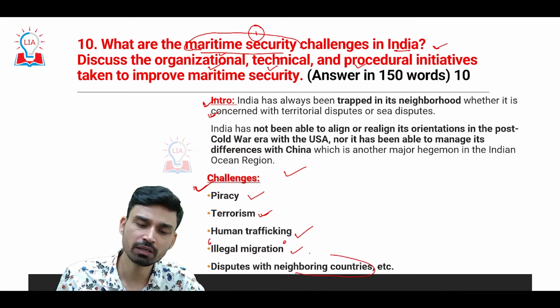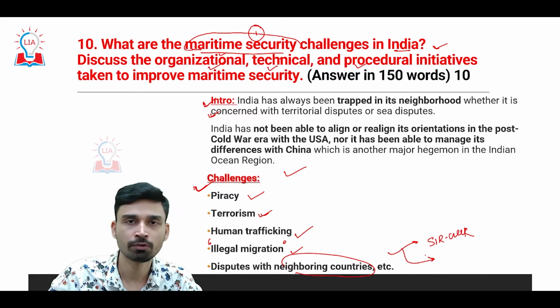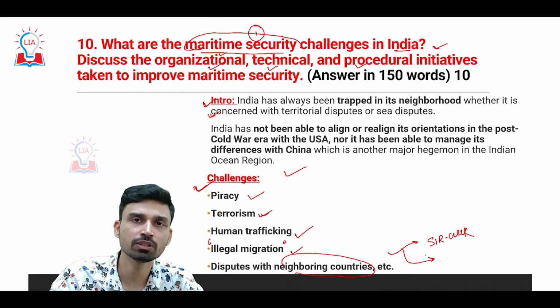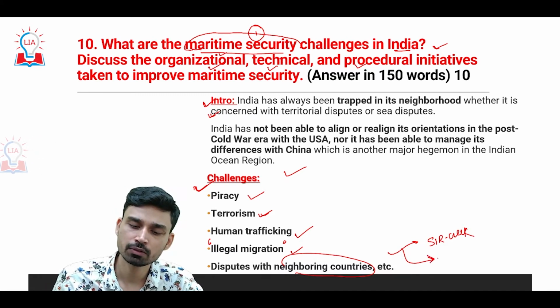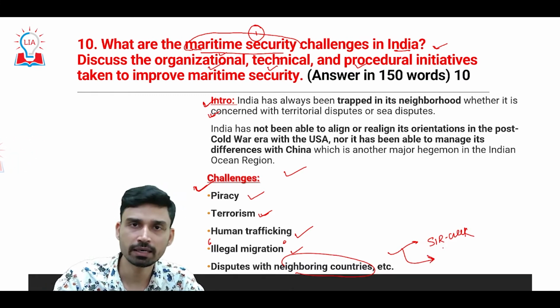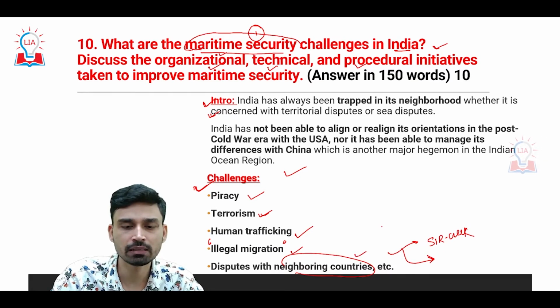Then we have disputes with neighboring countries, such as the dispute with Pakistan in the maritime region, the Sir Creek dispute. We also have disputes every now and then with Sri Lanka, when fishermen go to catch fish and are caught by the Sri Lankan Navy. So we have the dispute regarding Katchatheevu Island. These are some disputes that we would have mentioned in brief. So these are the major challenges.